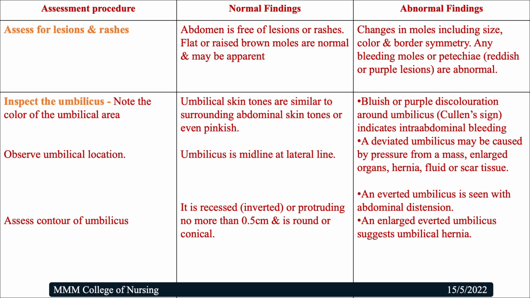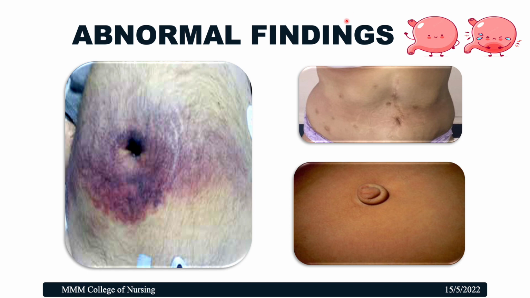The next is assessing the contour of the umbilicus. Normally, it is recessed, that is inverted, or protruding no more than 0.5 centimeter and is round or conical. Abnormal findings include an everted umbilicus, which is seen with abdominal distension, and an enlarged everted umbilicus, which is suggestive of umbilical hernia. The abnormal findings that are addressed here include the Cullen sign, the deviated umbilicus, and the everted umbilicus.